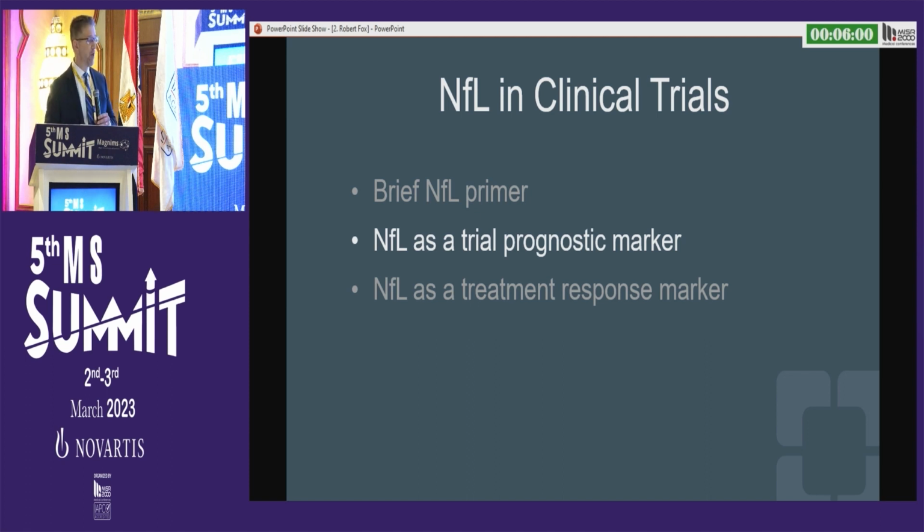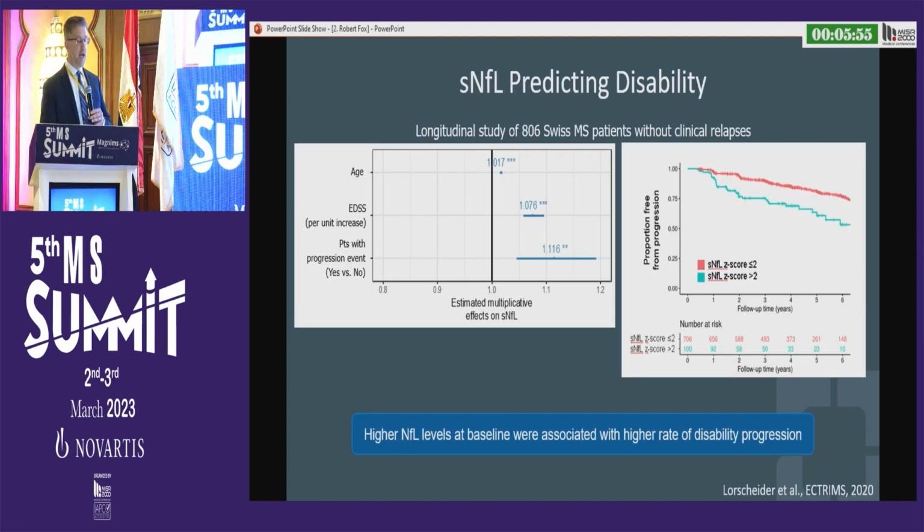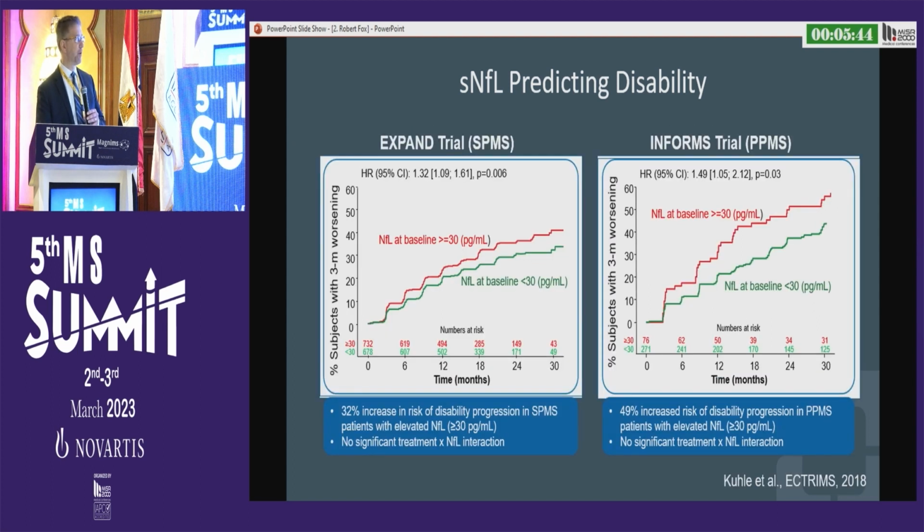So let me turn now to a trial prognostic marker. Is it predictive of things? And the answer is yes. So this is a longitudinal study out of Basel, Switzerland, that shows that higher levels of NFL at baseline were associated with a higher rate of disability progression. And this is from 2 progressive MS clinical trials, the siponimod secondary progressive trial on the left, the ocrelizumab primary progressive trial on the right. And again, NFL at baseline, in red, has a higher risk of progressive disability over time than patients who had a low NFL. So it's predictive.